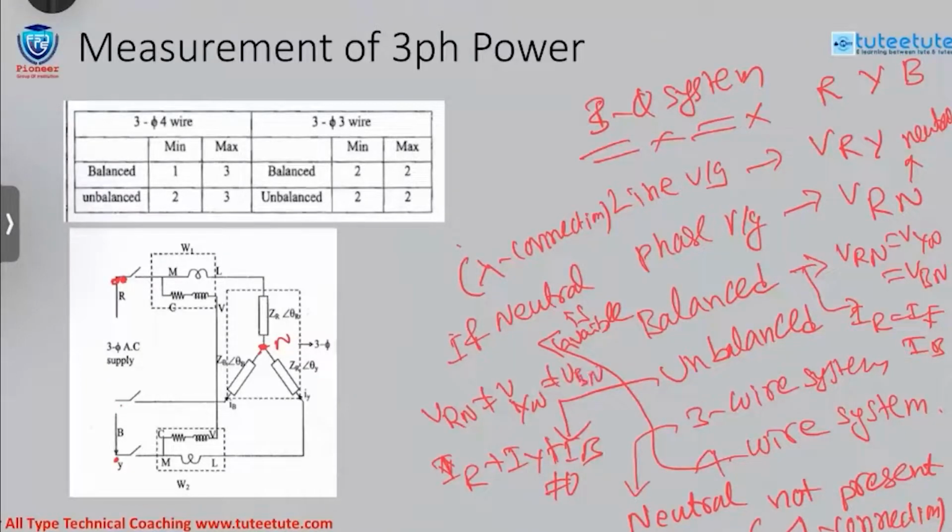So these voltages are phasors, not magnitudes. Phasors means they have magnitude as well as some angle. In networks, we are going to study this in detail. For the time being, remember the phasors. Whatever we are discussing here, this sum is also a phasor sum: IR plus IY plus IB.